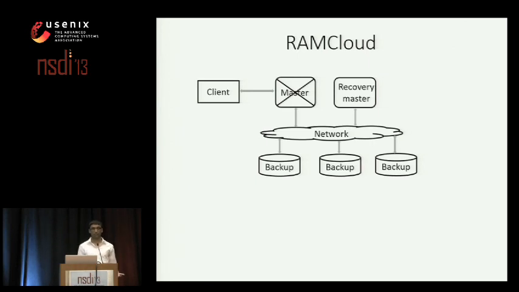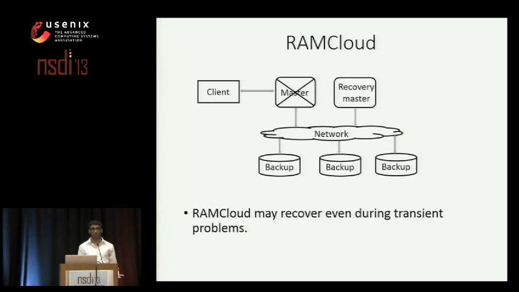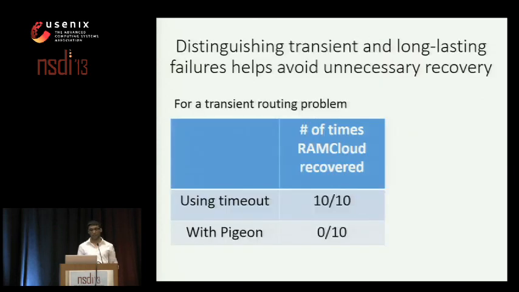There is one aspect of RAMCloud that is relevant to our discussion here. RAMCloud uses a very short timeout to detect problems with the master, of a few hundred milliseconds typically. And this short timeout may fire even during transient problems and may cause RAMCloud to recover. So to test this, we ran both unmodified RAMCloud and RAMCloud integrated with Pigeon, injected a transient routing problem in the cluster, and observed the number of times RAMCloud recovered. We saw that with the short timeout, unmodified RAMCloud recovered each time, even for this transient problem, when the recovery was unnecessary. But Pigeon helped RAMCloud avoid this recovery.